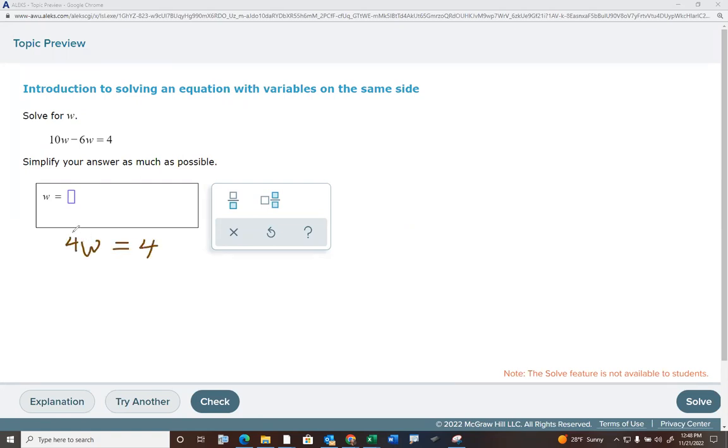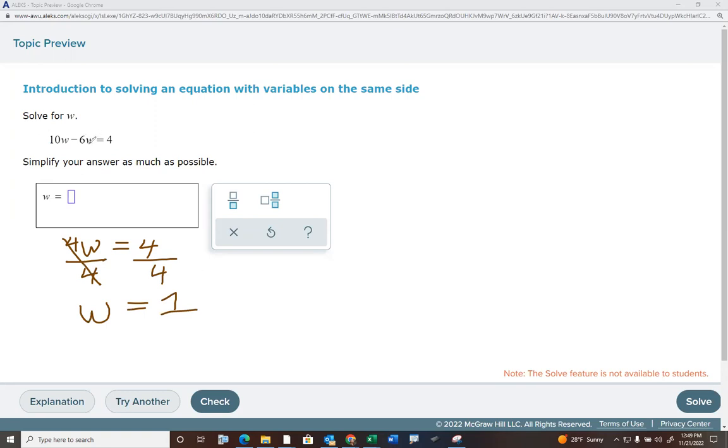And then I say, now that I've got this stuff simplified, what's being done to the variable? Well, it's being multiplied by 4. What's the opposite of multiplying by 4? Dividing by 4. Silly goose. And 4 divided by 4 is 1.